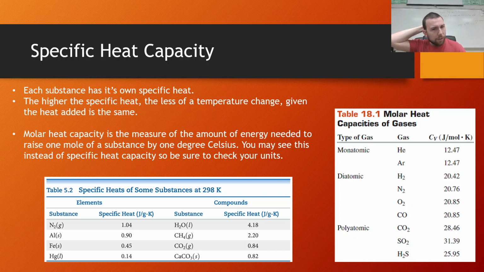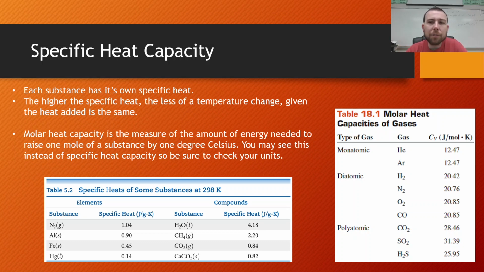And so you can see here, there's just a list of specific heats. You've got nitrogen, for example, 1.04. So that means that for every 1.04 joules of heat you add to a gram of nitrogen, you can raise its temperature by 1 degree. For aluminum, 0.9 joules, raise its temperature by 1 degree. For iron, 0.45 joules. For mercury, 0.14 joules. But then you look at something like water, 4.18 joules, right? So that's a pretty big difference, right? So essentially what we're saying here is, if you add the same amount of energy to mercury as you would water, mercury is going to undergo a significantly higher temperature change than the water.